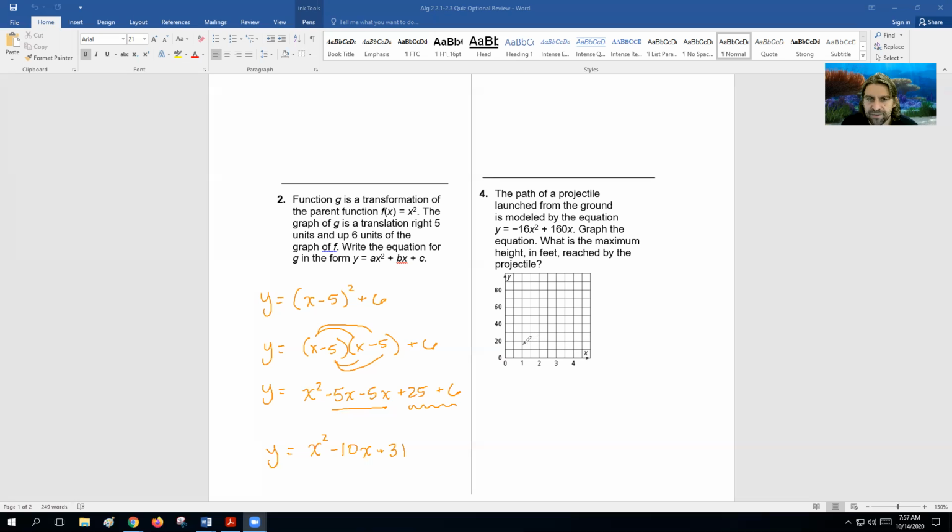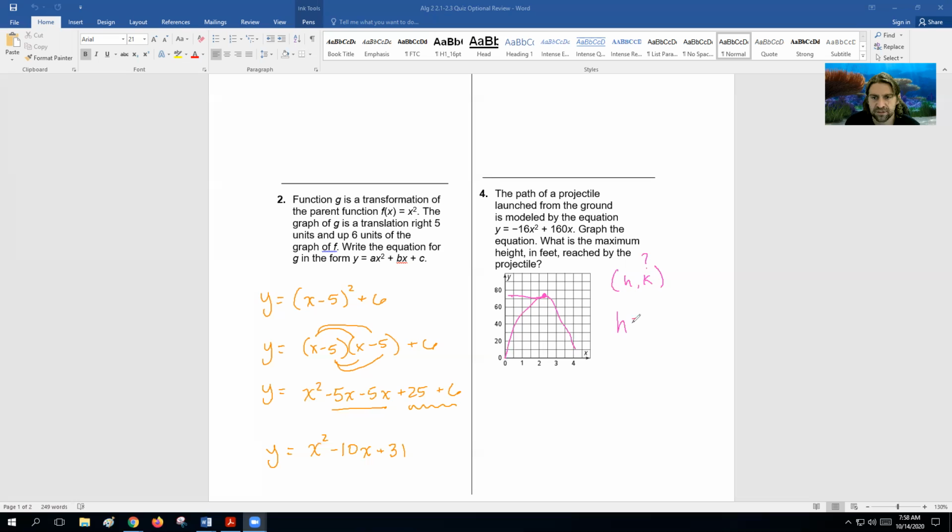All right, next, the path of a projectile launched from the ground is y equals... Graph the equation. I guess we really didn't need to do that, but what is the maximum height in feet that it will reach? So how high will this graph go? Well, we know that the maximum height is the vertex, which is (h, k). So if I can find this k number here, I can tell you how high it goes.